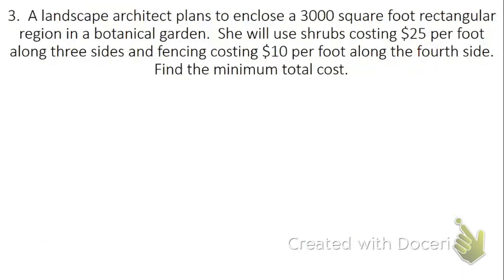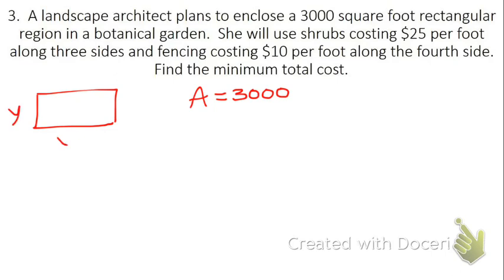Alright, number 3. We are enclosing 3,000 square foot in a botanical garden. So the 3,000 is the area. And again, we can label this as X's and Y's. Shrubs are going to cost $25 per foot along 3 sides, and fencing is going to cost $10 per foot. It doesn't matter which one you put it at because it'll work out the same.